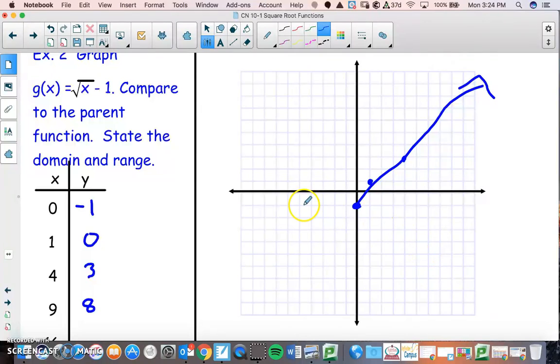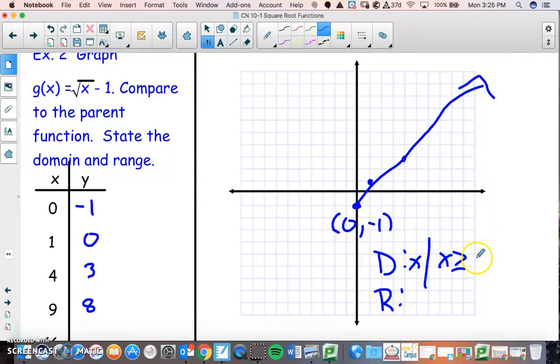And this is going to help me out with my domain and my range. My starting point was at 0, -1. So domain is my x value. So I have x is greater than or equal to 0. And then my range is my y values. So I have y, and it's going upwards. So it's going to be greater than or equal to the y value of this number, which is -1.